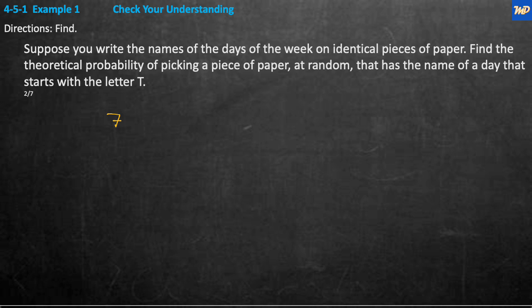And how many of them start with the letter T? Well, we know that there are 2, right? We have Tuesday and Thursday. So that would give us 2/7. And that is the answer to the question. 2/7 is the probability. So P of that event is equal to 2 out of 7 possibilities, 2/7.